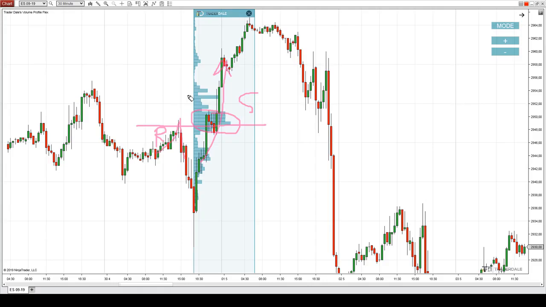So this is the confirmation I was talking about. Volume cluster plus resistance becoming support setup. This is the reaction to it. Very nice one.